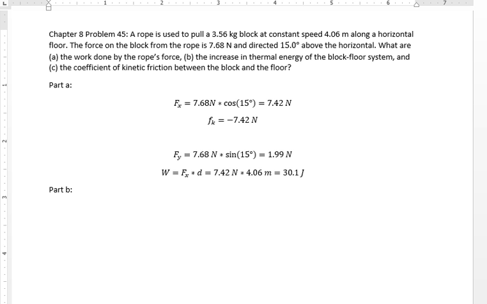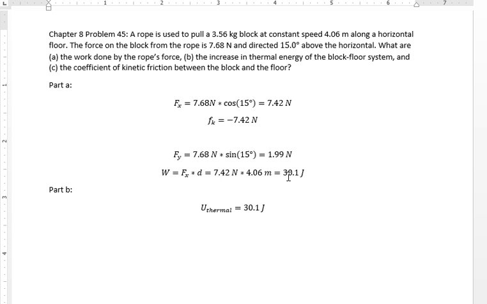All right, part B. The increase in thermal energy of the block-floor system. Okay, what is the increase in thermal energy? Well, the increase in thermal energy is equal to the work done by friction. And so the work done by friction is also 30.1 joules, right?